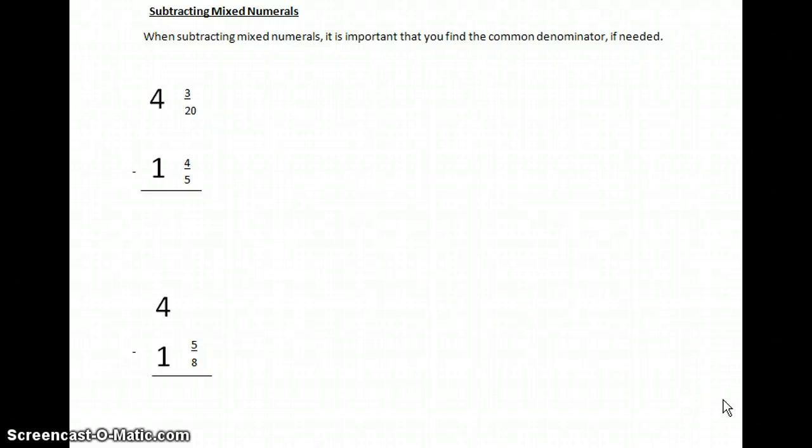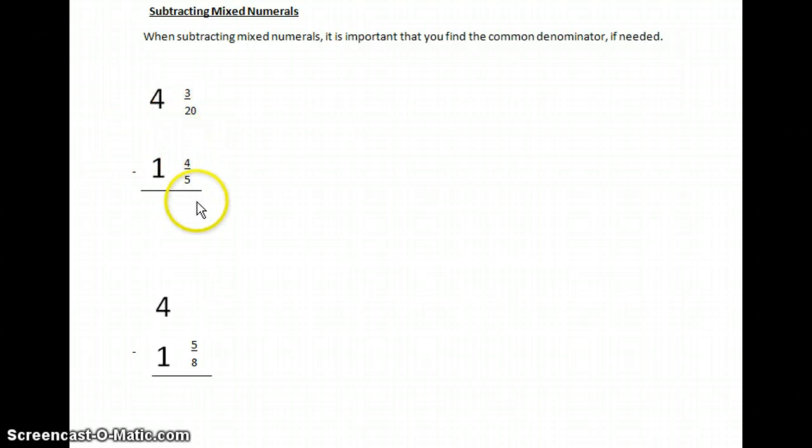I'm going to be talking to you today about subtracting mixed numerals. Now, when you subtract, if you have common denominators and the top fractional part is greater than the lower fractional part, it's just a matter of subtracting. But I'm going to show you two different ways, depending on the number you get.